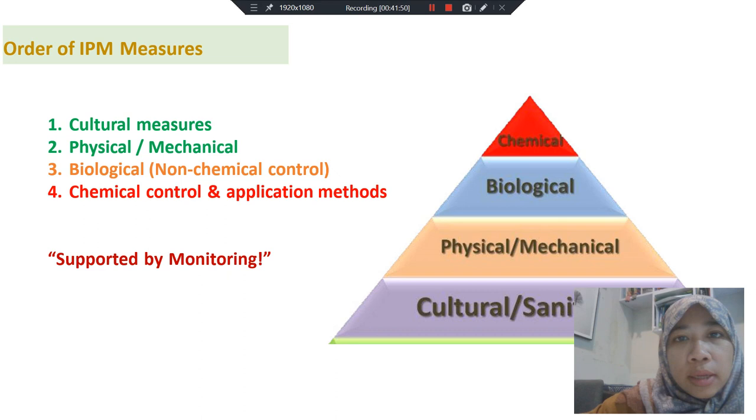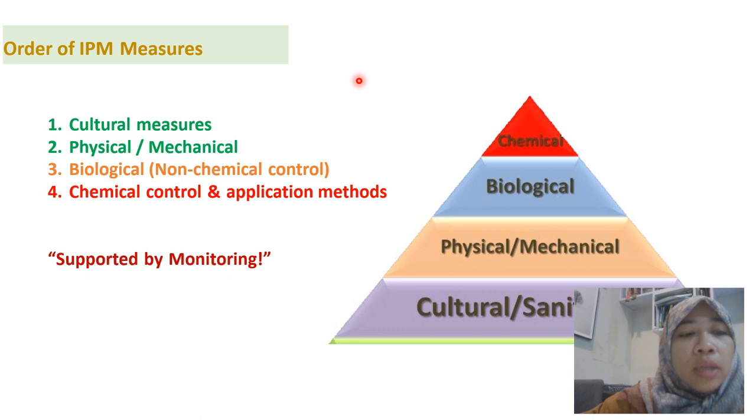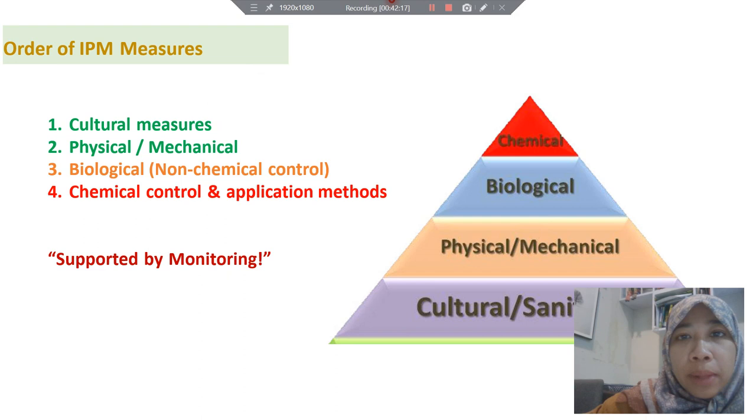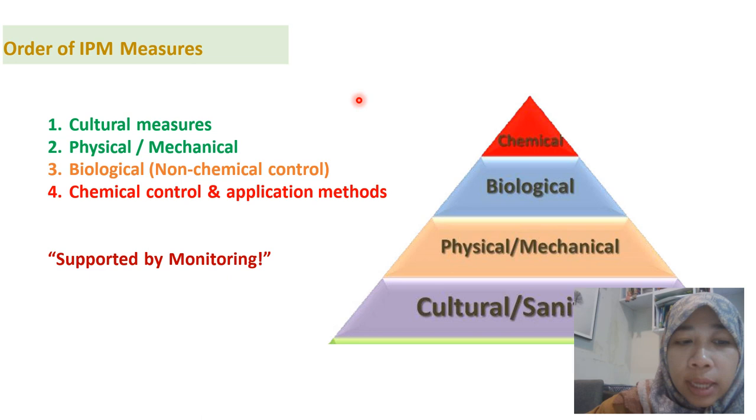Also, for example, we can use a resistant variety, so it will reduce the risk of pest resistance. And we can use physical and mechanical control. For example, we can use seed treatment for physical control, seed treatment with heat or cold, and some pests can be controlled by sound waves, gelombang ya. And we can use mulch, mulsa ya, mulsa.